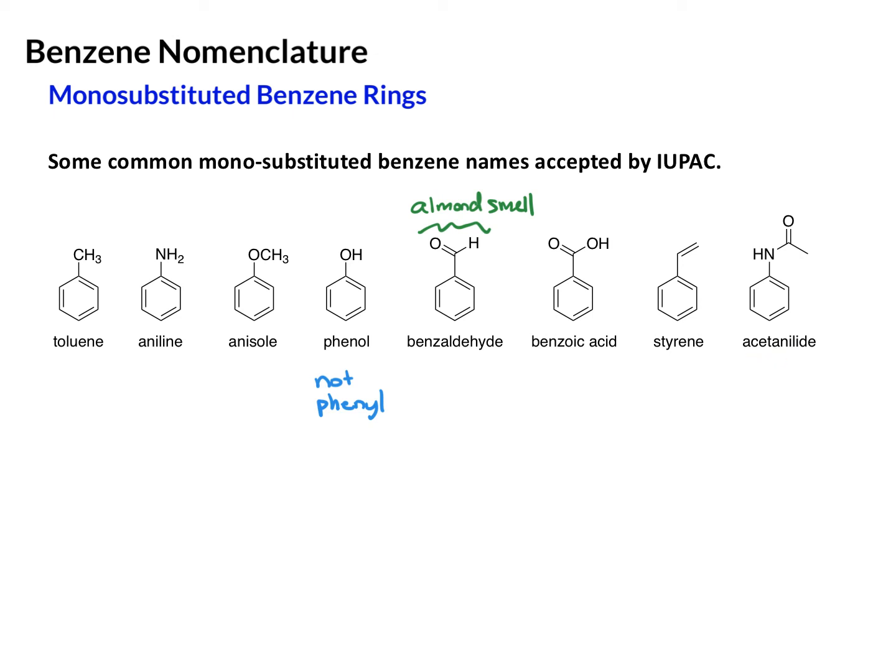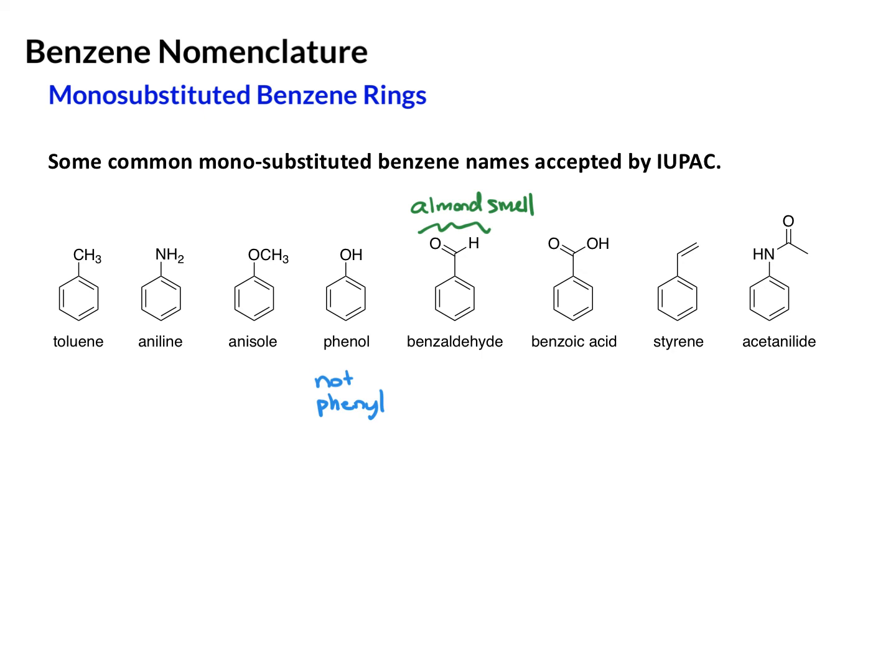These were all given as common names, but in fact, they became so commonplace that IUPAC has adopted all of these terms as official IUPAC nomenclature. And what we're going to see in just a bit is all of these can act as a parent, and then we can have other substituents on the ring. So if we had a methyl group on anisole, we could name that as a methyl anisole, and that would be a valid IUPAC name. So in order to do nomenclature, it is going to be important to know these common benzene names.